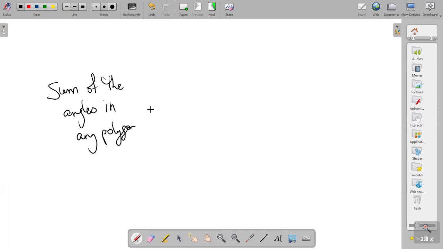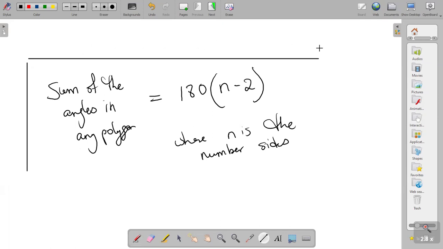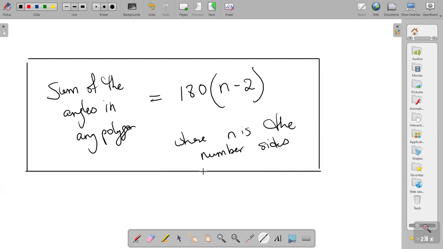All right, so let's just do this formula quickly. The formula is 180 times (n minus 2), where n is the number of sides. So copy that down, please. This is the formula, and you're going to need it. Make sure you know this formula. 180 times, because that's what the brackets mean, (n minus 2). And n represents the number of sides that shape has.